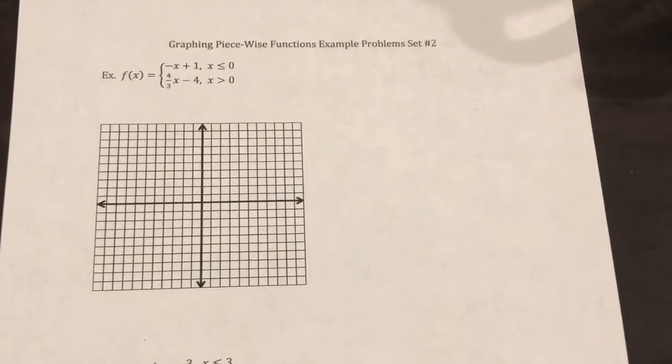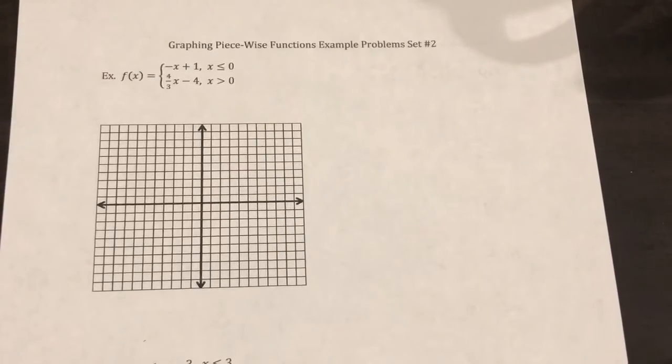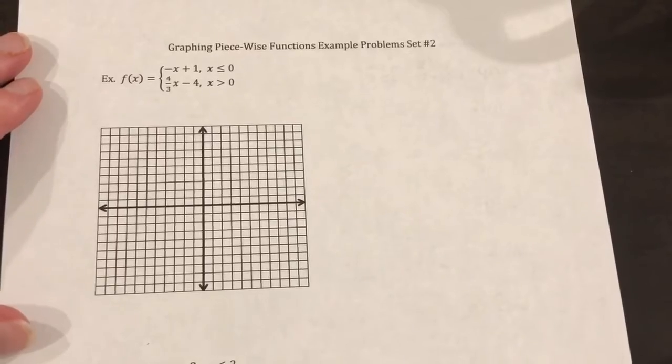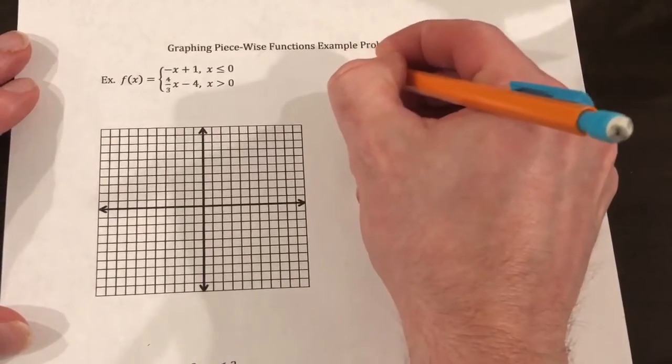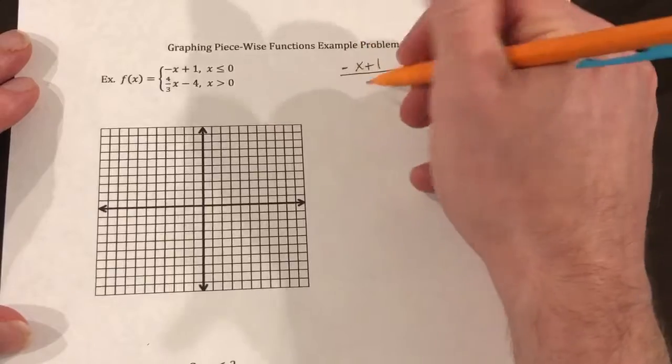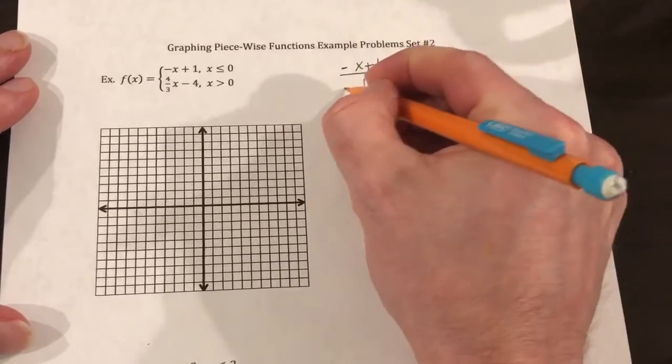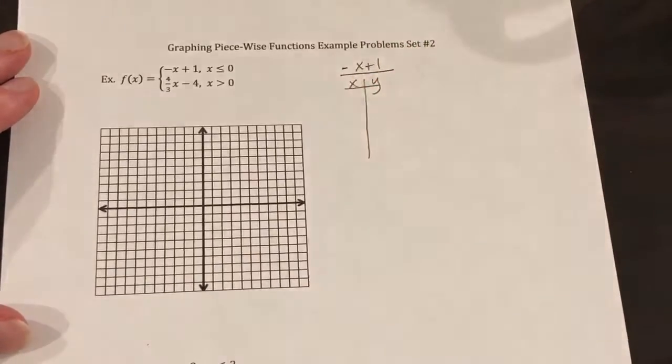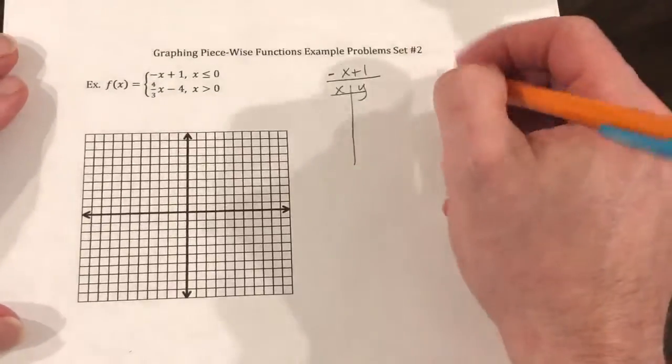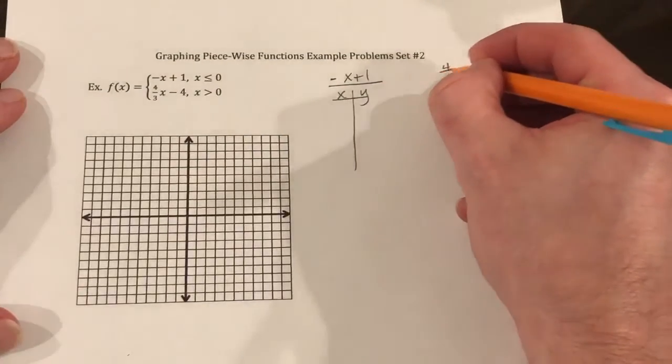Okay, so this is going to be graphing piecewise functions set number 2. When we graph a piecewise function, we're going to make a t-chart. We make a t-chart for the top branch, and we're going to make a t-chart for the bottom branch.